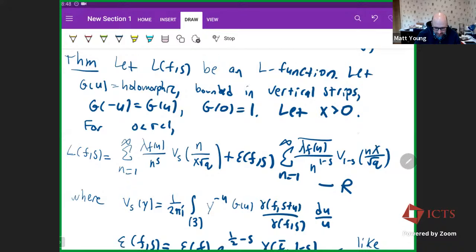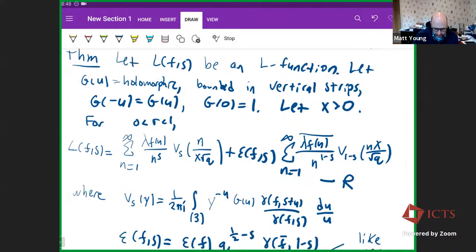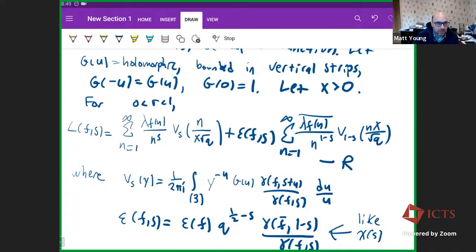And maybe I'll say a little bit more about the role of X after we prove this. And then, if s is sigma plus it and sigma is between 0 and 1, then this is a formula for the L function inside the critical strip where the Dirichlet series does not converge absolutely. So it's like two sums, one with lambda f of n over n to the s, with some weight function, this V sub s function. And then we have a kind of dual sum with the conjugate coefficients evaluated at n to the 1 minus s with a different weight function.